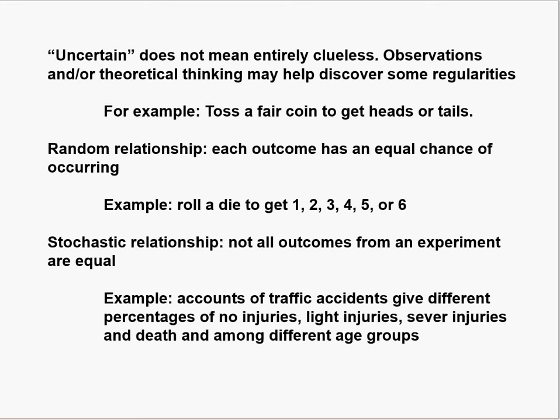So with this kind of statistical relationship, you really do not see that all the outcomes have equal probability of occurrence. But a random relationship is a kind of statistical relationship where all the possible outcomes have equal probability of occurrence. So there are two types of statistical relationship here. One is a random relationship, the other is stochastic relationship.